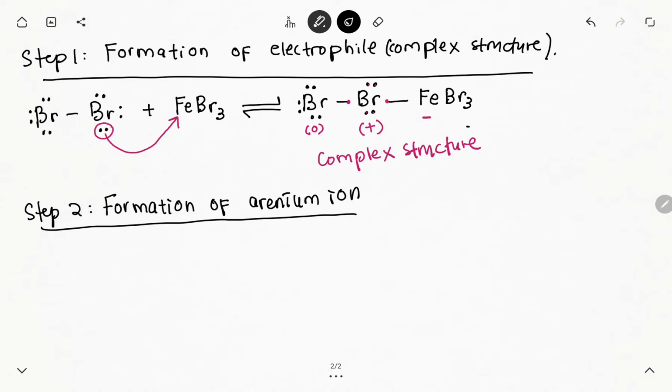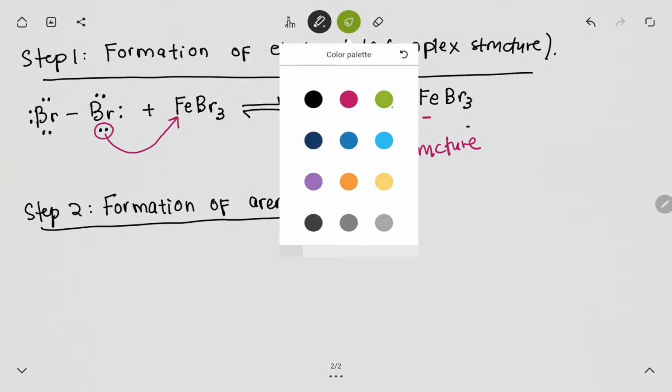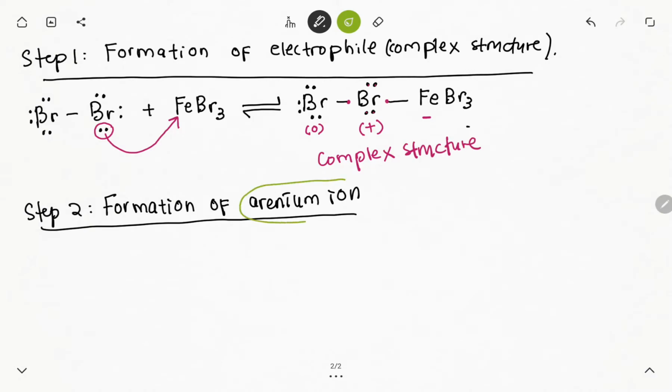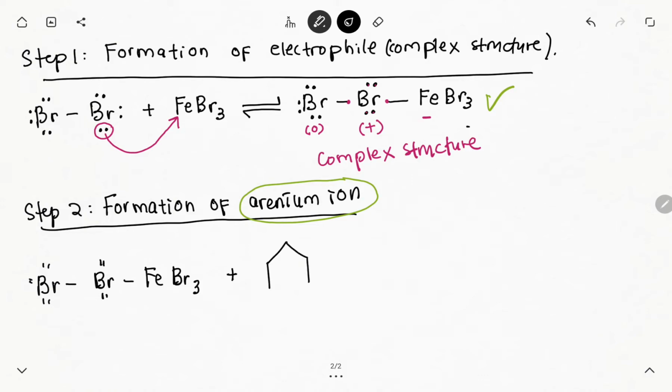Okay, for the second step, we focus on the arenium ion. This step involves the complex structure and the aromatic ring. So we draw again the complex structure from step number 1, and this molecule must react with the arene structure, plus the aromatic ring that consists of 3 double bonds. This bromine already has a positive charge and the iron a negative charge.